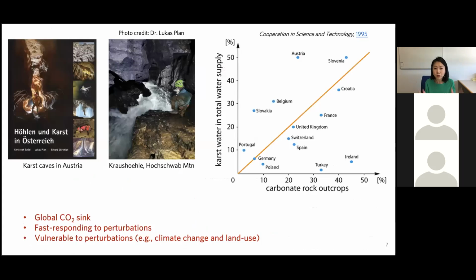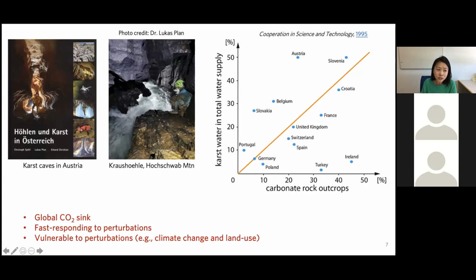And if we focus on this problem in Europe, carbonate rock covers around 1/4 of Europe's land surface, and it's home to around 1/3 of its population. Especially in Austria, the country I'm currently in, carbonate covers about 20% of the land surface, but it supplies almost half of the drinking water to the entire country.